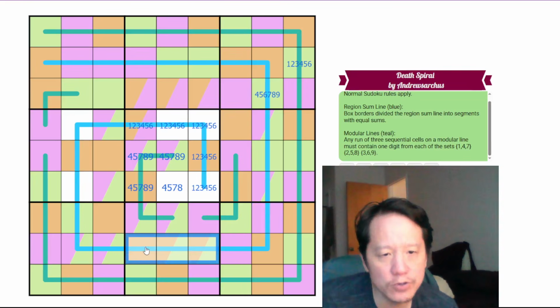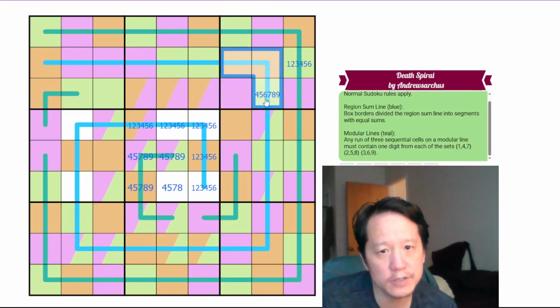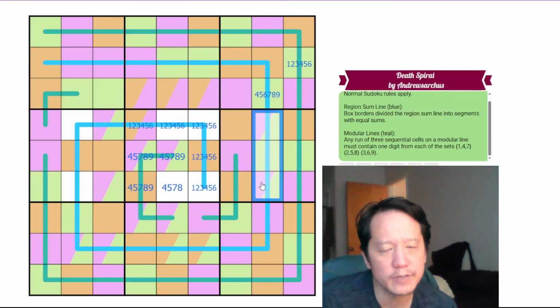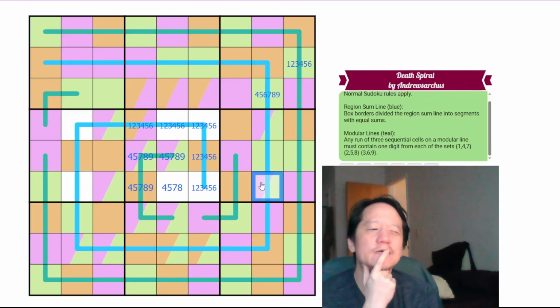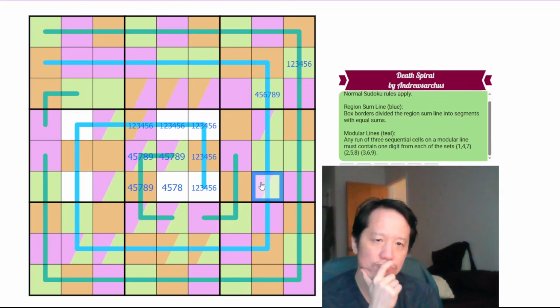So we have 2 orange and a green there. 2 orange and a green here. 2 greens and a pink here. 2 greens and a pink here. 2 pinks and a red here, orange here. 2 pinks and orange here. And this is also 2 greens and a pink here. Do they have to be the same ones? Maybe.